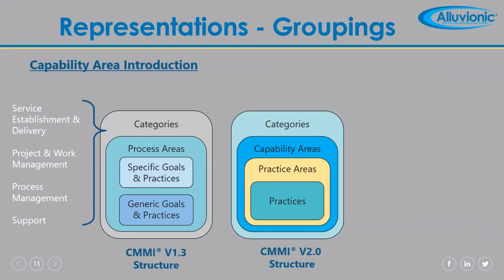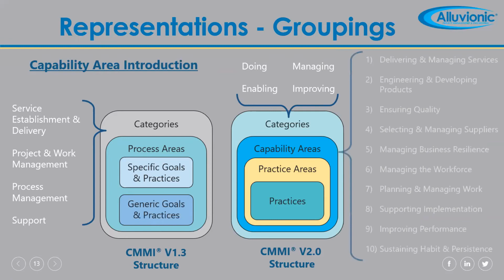The V2.0 also starts off with categories, except they've been redefined as doing, managing, enabling, and improving. And then the 2.0 structure introduces this new subgroup called capability areas. There are 10 capability areas shown here on the right. Now each capability area is assigned to one of the 4 categories, and each contains specific practice areas, which in turn contain the practices. It might be a little bit confusing, so I'm going to walk through the next couple slides to graphically depict what was just mentioned and hopefully clear things up.